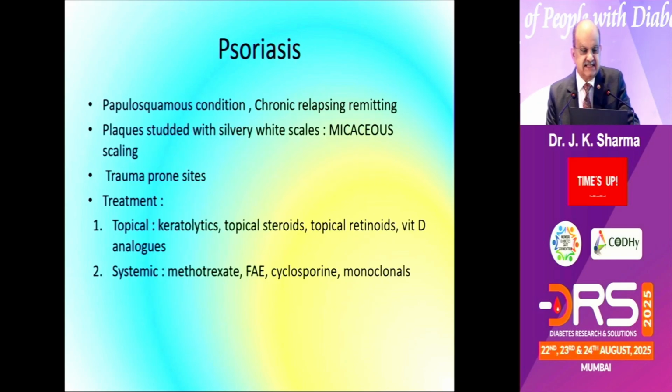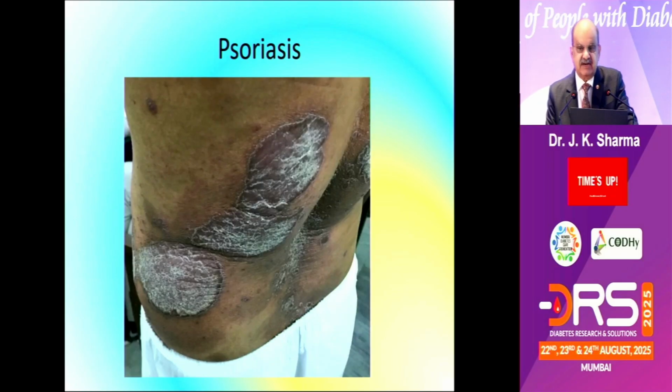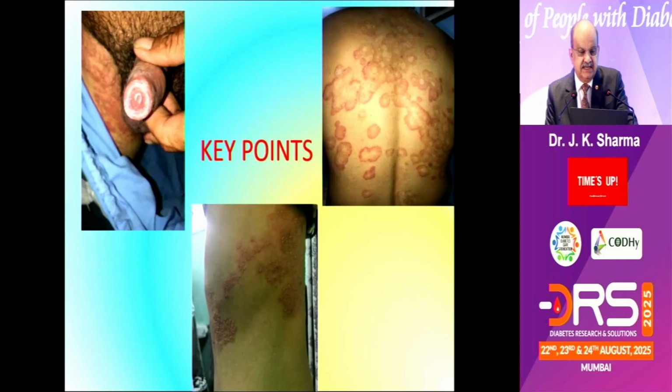Psoriasis, papulosquamous condition, chronic relapsing, trauma-prone sites. This is psoriasis, you all know about that. So the incidence is increased in diabetic patients. So these are the key points we should look for in all such types of cutaneous manifestations.